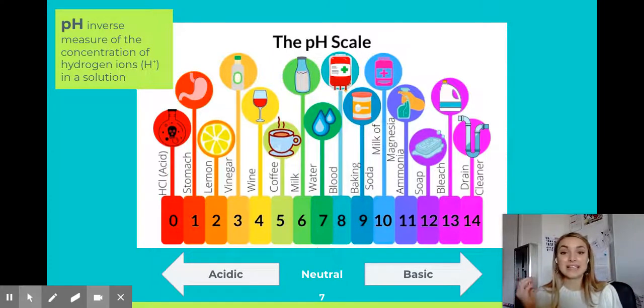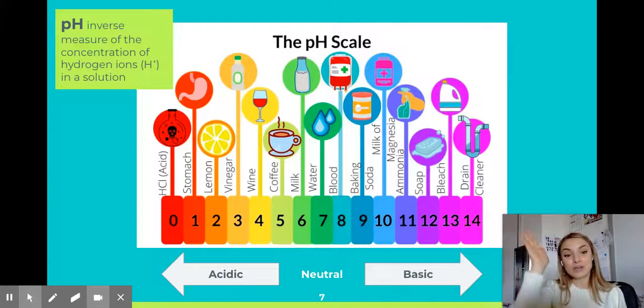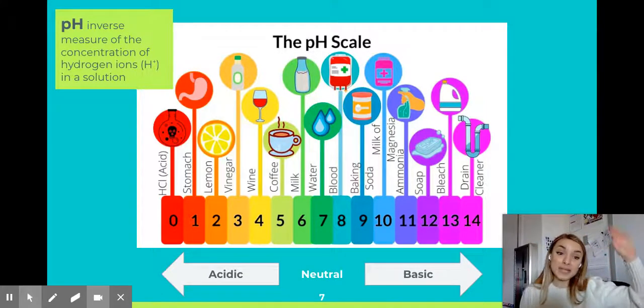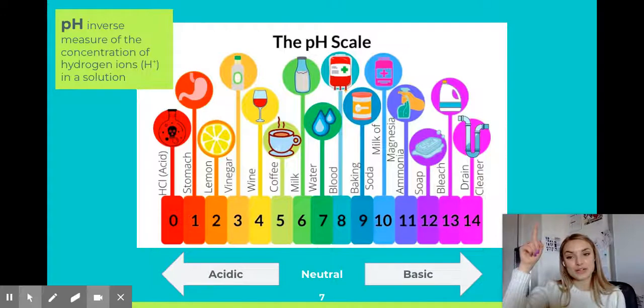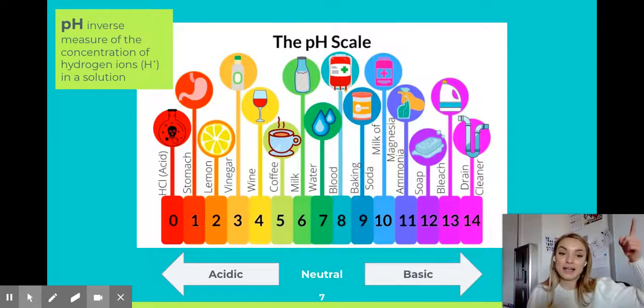The pH scale is an inverse measure. So that means lower numbers mean higher concentration of hydrogen ions, and big numbers on the basic side mean that these materials have very low concentrations of hydrogen ions. It takes a little bit to get used to, but low numbers mean high hydrogen ion concentration. High numbers mean low hydrogen ion concentration. And that's basically how the pH scale works.